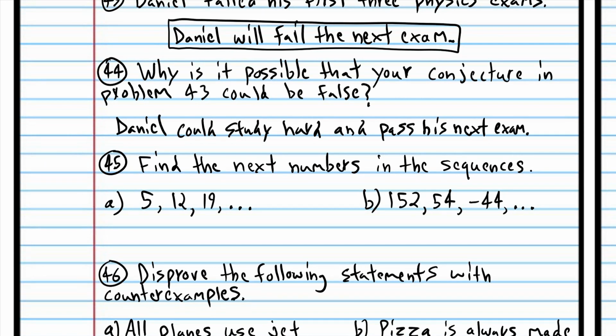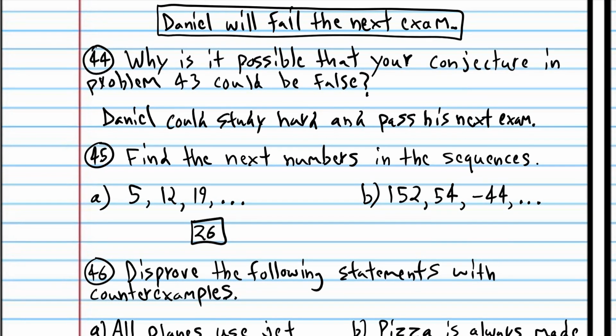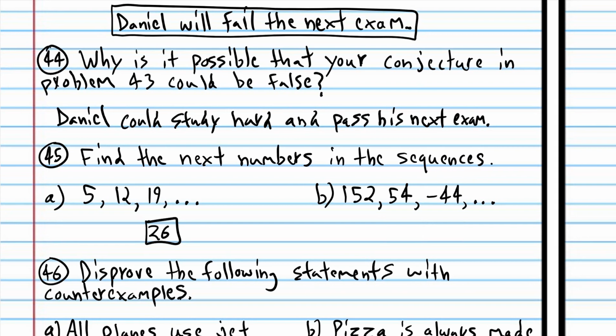All right. Find the next numbers in the sequences. Try 45, and when you come back, we'll do it together. All right, we're back. We're just adding 7 each time, so the next number is going to be 26. So if you got that answer, good job. Try part B, and when you come back, we'll do it together.